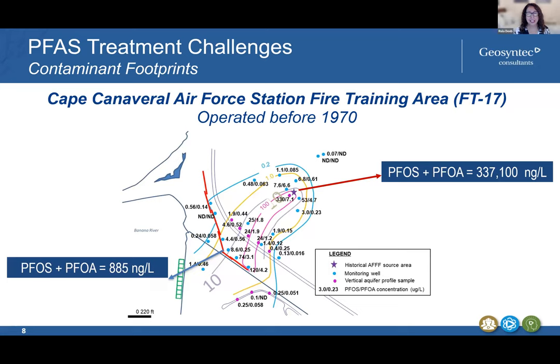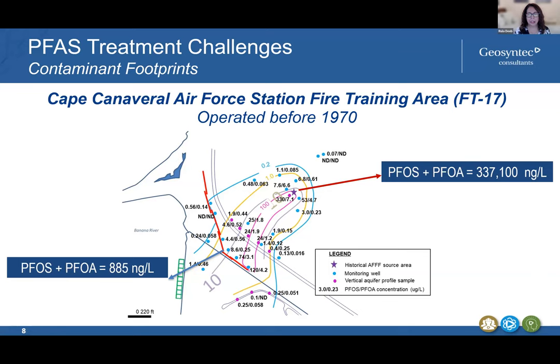Another treatment challenge is the contaminant footprint. This is some early data from Cape Canaveral Air Force Station, a fire training area that's located right here where the purple star is. The releases of firefighting foam at this fire training area happened in 1970. So we're looking at data 5 decades later, and over a distance of over 1,000 feet, concentrations of the two PFAS that we're tracking are 885 nanograms per liter. And at the source area, 5 to 6 decades later, the concentrations are still over 300,000 nanograms per liter.